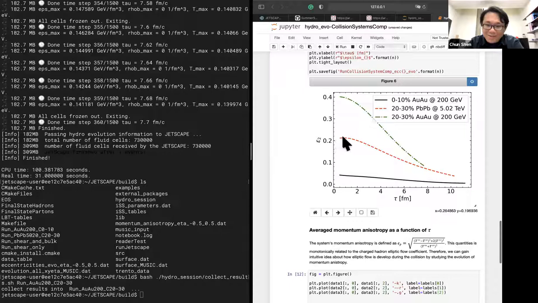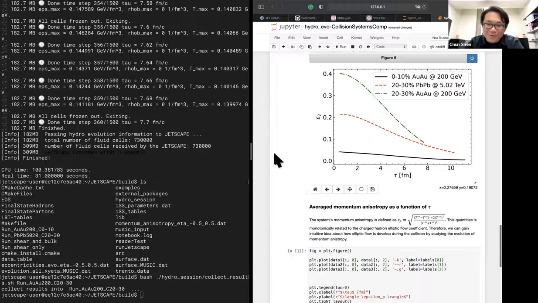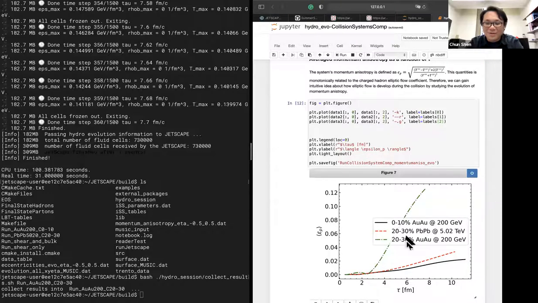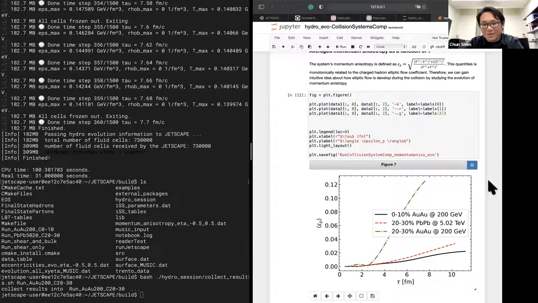I think this 20 to 30% event is kind of an unfortunate pick, because it has slightly low eccentricities. For 20 to 30%, the average eccentricity is quite big, around 0.4. This will be a somewhat typical event. So you would expect momentum anisotropy to increase very quickly, because the elliptic shape is quite strong in this event. It basically gives you a really big push in the short axis and generates a lot of momentum anisotropy. So I think this is an expected evolution result.